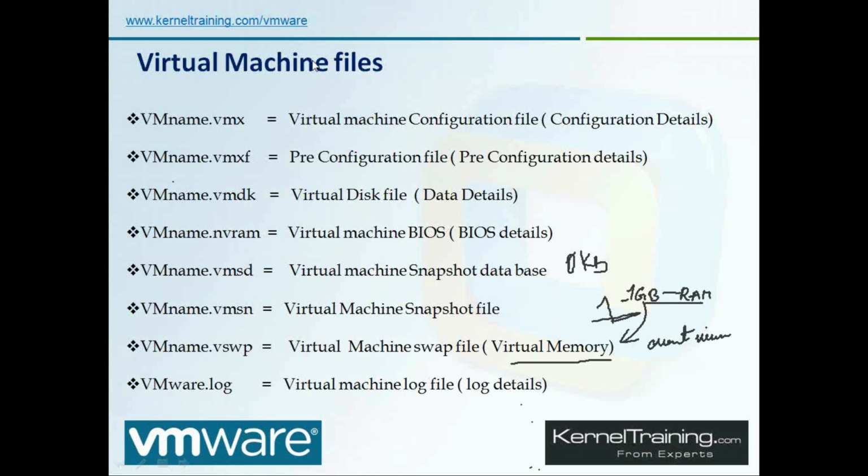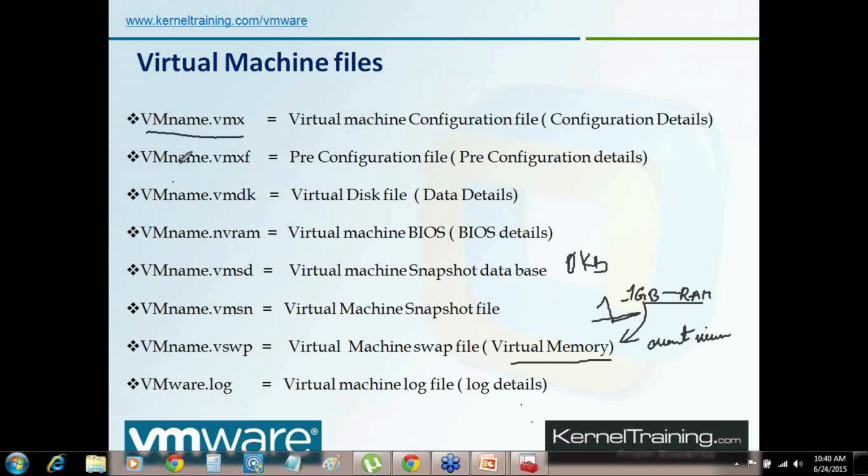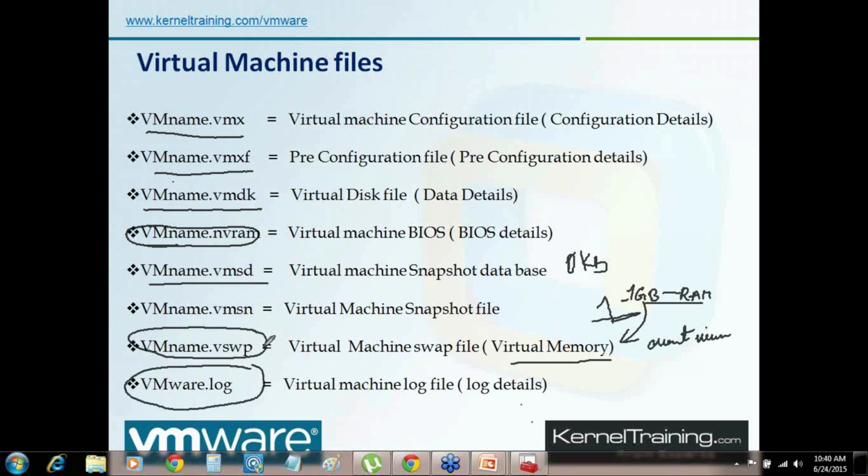Whenever you create a new virtual machine, by default it will create the VMX file, VMXF file, VMDK file, and VMSD. These are the files that will be created. When you power on the VM, the vswap file will be visible; only when the VM is powered on can we see this vswap file. If it is powered off, this file will disappear.